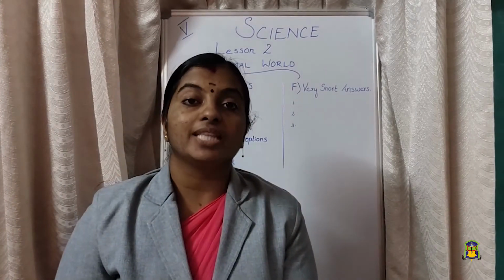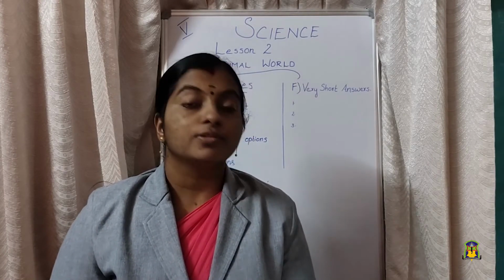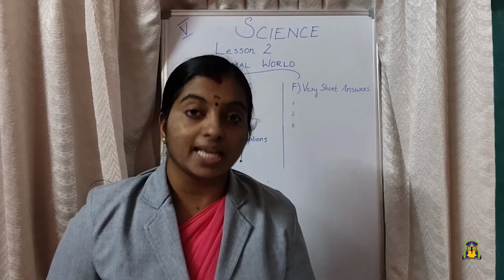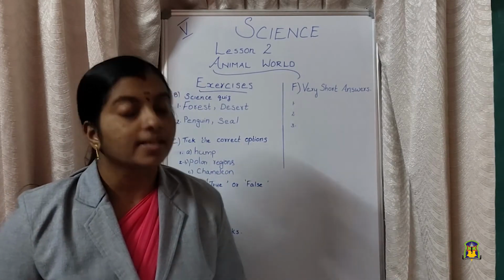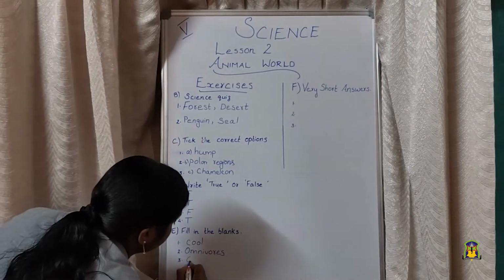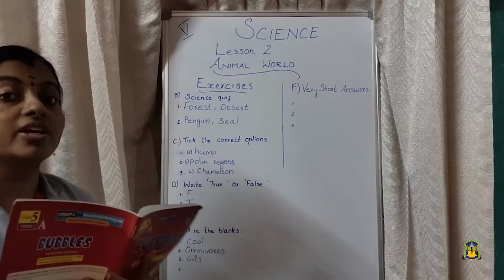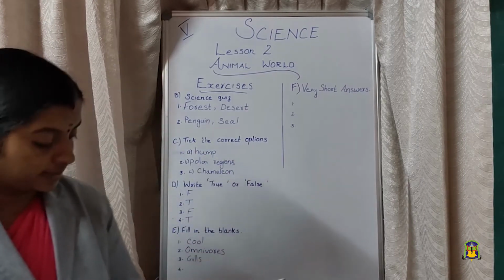Next question. Crabs breathe with the help of dash. Skin, gills. So, which is the breathing organ in crabs? We know that crabs are aquatic animals. That is, they live in water. They are aquatic animals. So, they breathe with the help of gills. G-I-L-L-S. So, the breathing organ in crabs are gills.